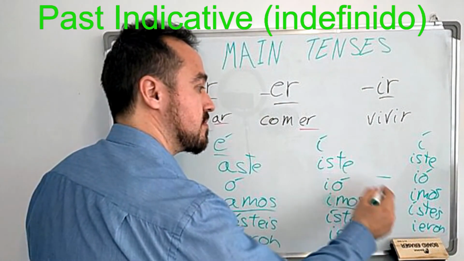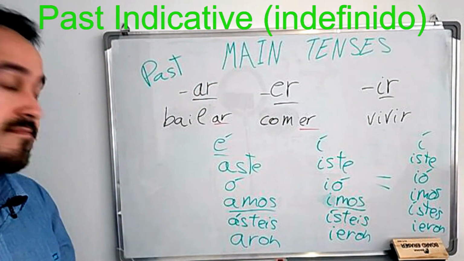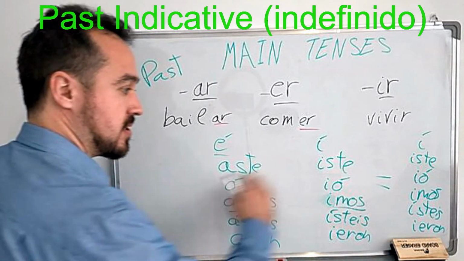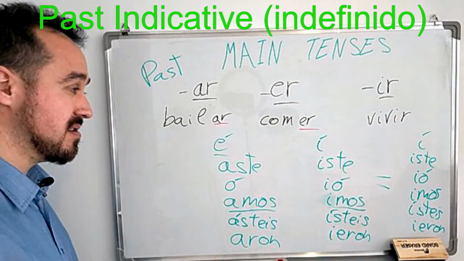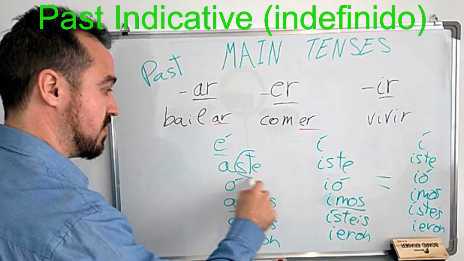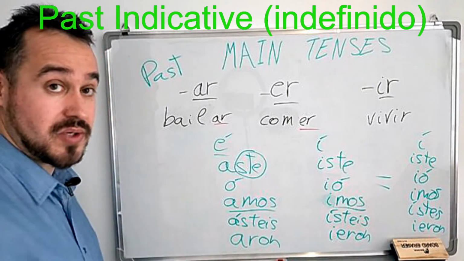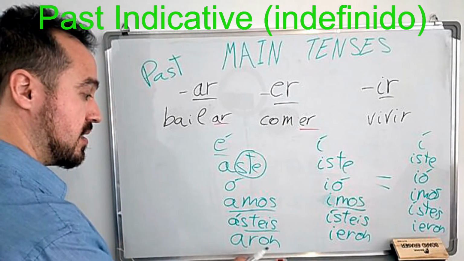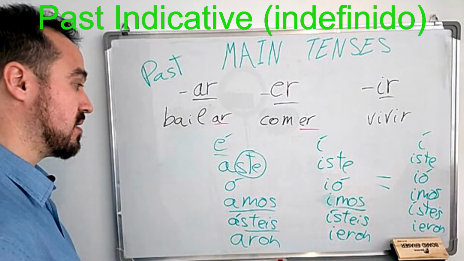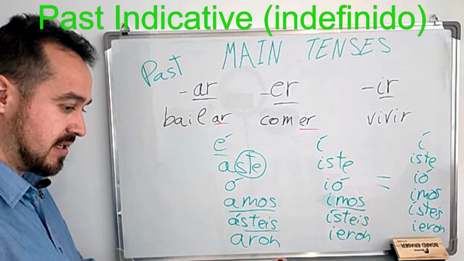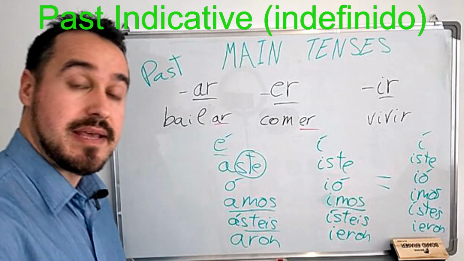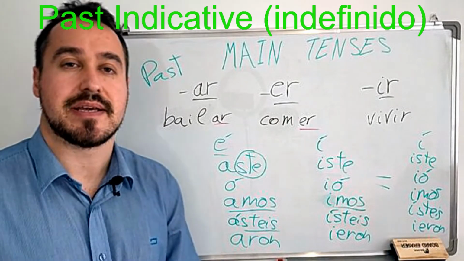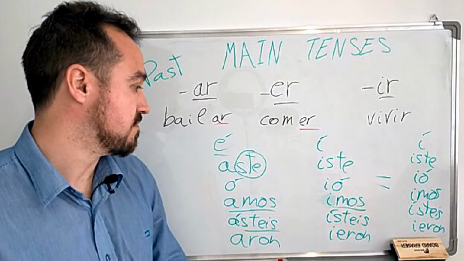Yes, they're exactly the same. No difference whatsoever. Now, there are some parts here between these two and this one that are identical. So the nosotros form stays the same, you guys in the past, and the ellos form, they in the past. They're identical. And yes, in this tense, there are many irregular verbs. Okay, I'll talk more about that in the future.